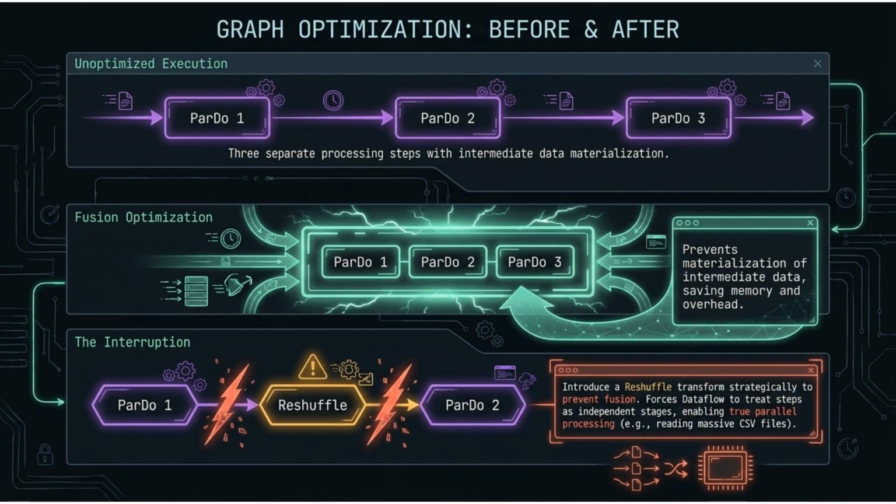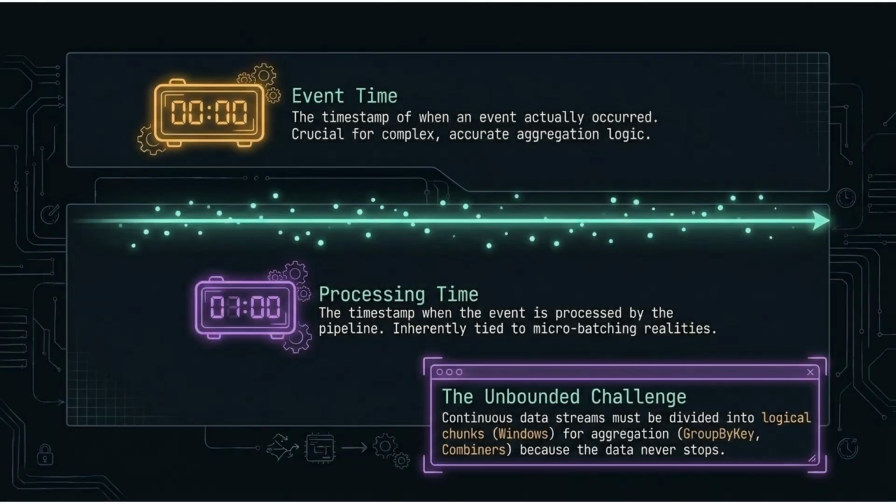Fusion optimization prevents data materialization between steps, saving memory. A reshuffle transform can be introduced to force steps to run as independent parallel stages. When dealing with continuous data streams, a key challenge is the difference between event time, when an event occurred, and processing time, when it is processed by the pipeline.